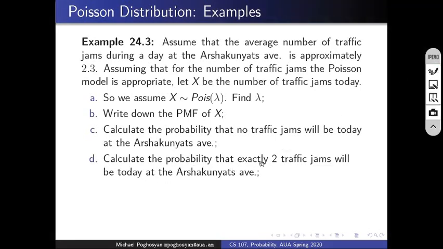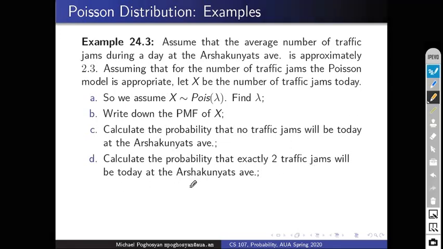Calculate the probability that exactly 2 traffic jams will be today. So this is again easy. The probability that exactly 2 traffic jams is equal to e to the minus 2.3 times 2.3 squared over 2 factorial. And we can calculate this by using our R.